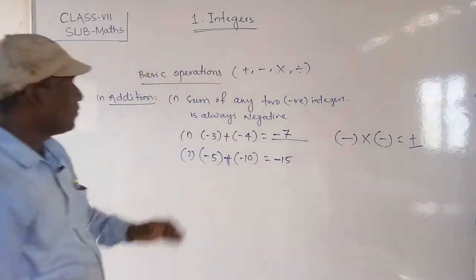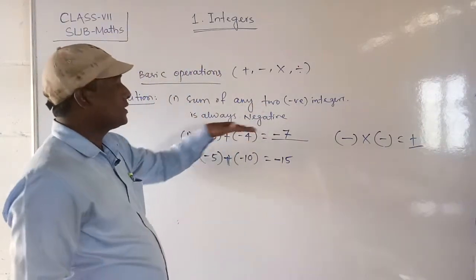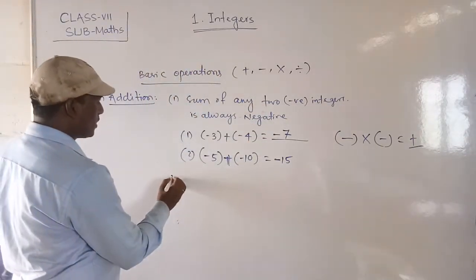Okay students, so the sum of any two negative integers is always negative. I will also tell you the second condition, friends.